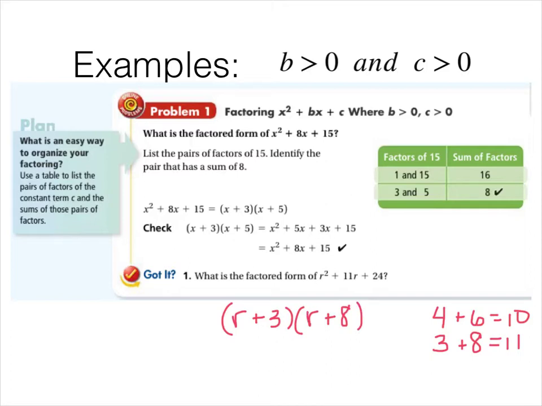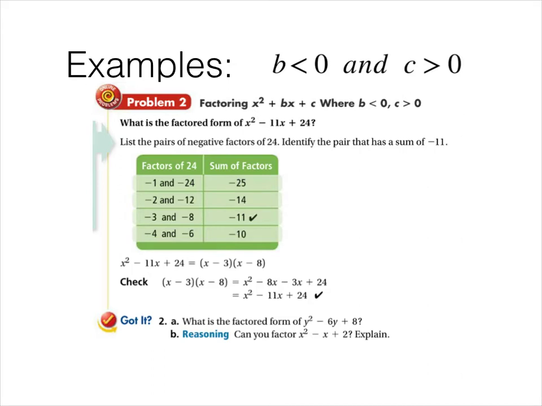All right, so when both b and c are positive, it's easy. You're looking for two numbers that have that product and that sum. Product of c, sum of b. It gets a little bit different as you go on with values that are negative, though. Let's look at a couple of those.